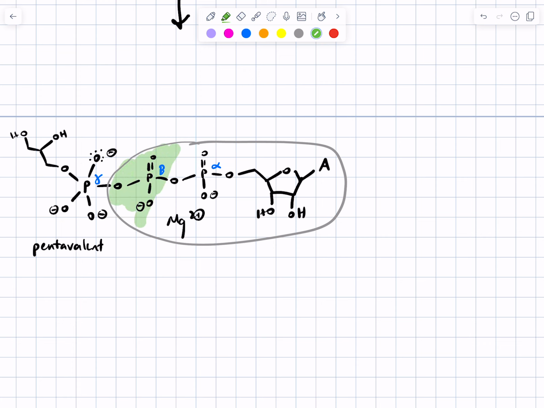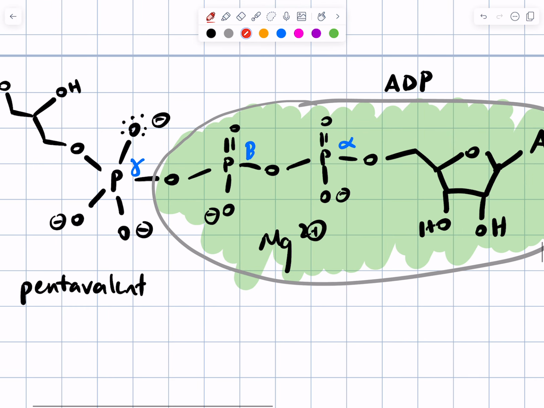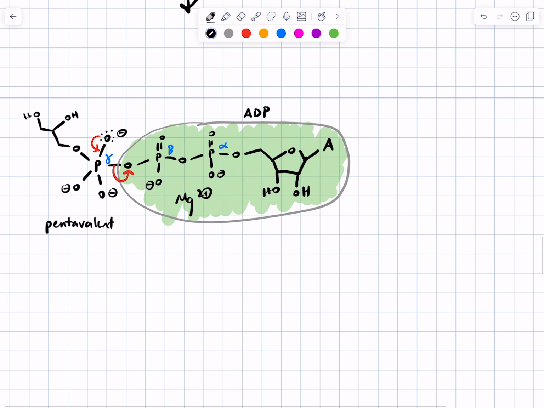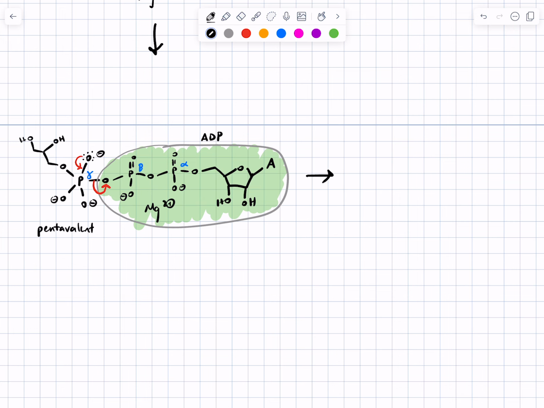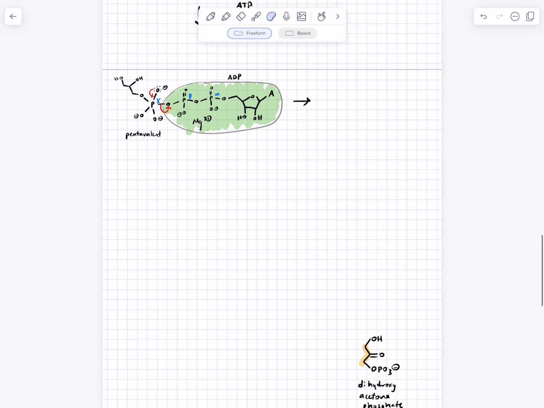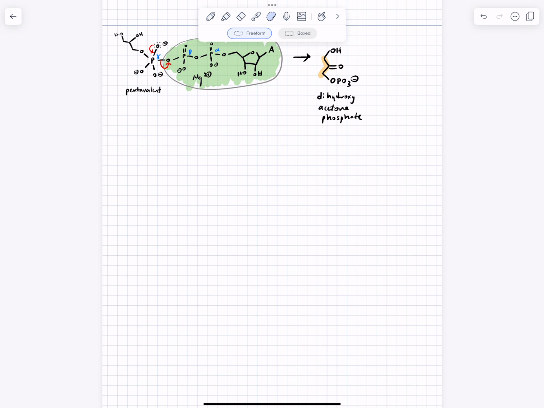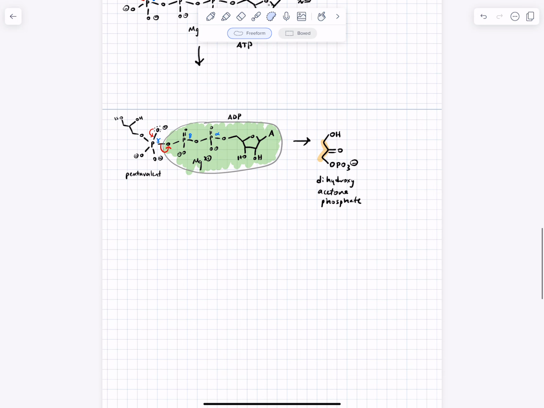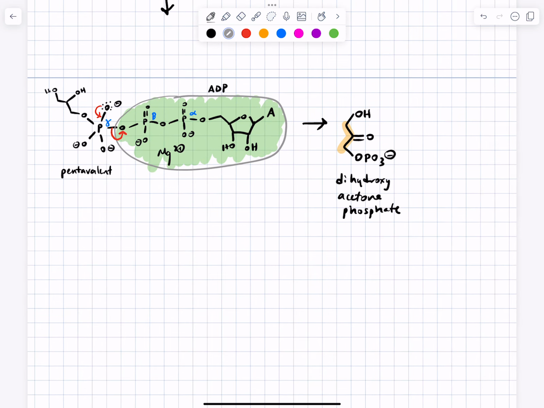And if you look at that, that's basically just ADP as a leaving group. So electrons kick down, the leaving group leaves. That gives you the product where the phosphate is attached to carbon 3 of glycerol.